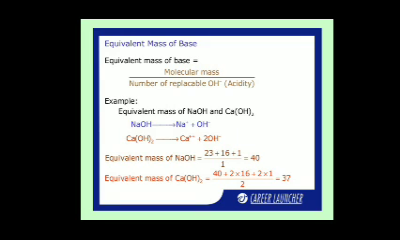The ratio between gram molecular weight and its acidity is called equivalent weight of base. The number of OH minus ions replaced from a base is called acidity. NaOH acidity is 1, calcium hydroxide acidity is 2. Equivalent weight of NaOH 40 by 1, that is equal to 40. Equivalent weight of calcium hydroxide 74 by 2, that is 37.